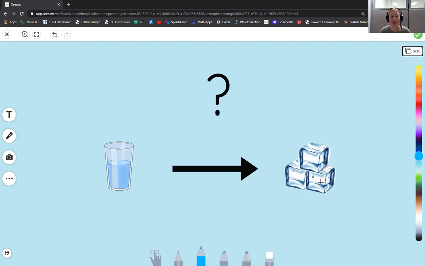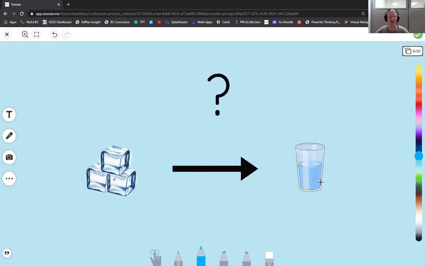Exactly, it goes in the freezer and it'll turn into ice. Or could you put it outside in the winter time? Yeah. Now, what about the opposite, grade ones? What if I had an ice cube and I wanted to turn it into water? What would I need to do to that ice cube? Should I leave it in the freezer? How do I turn that ice cube into water?